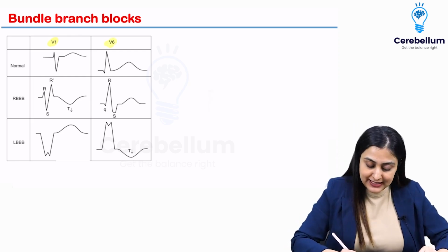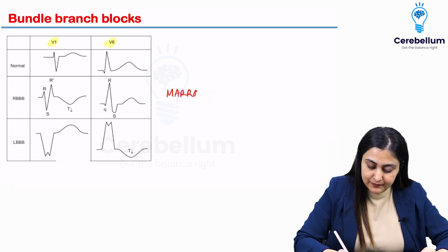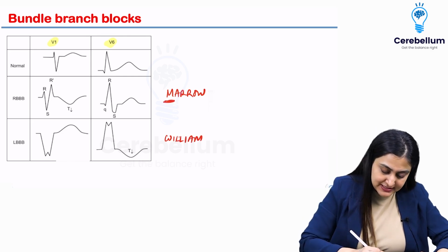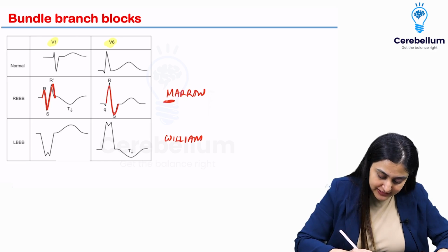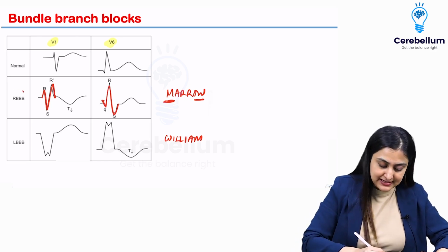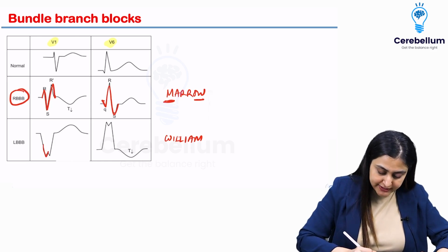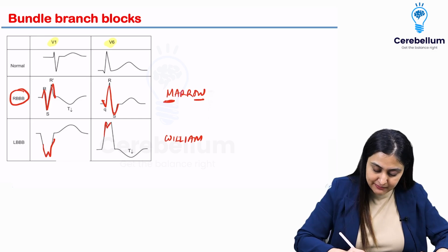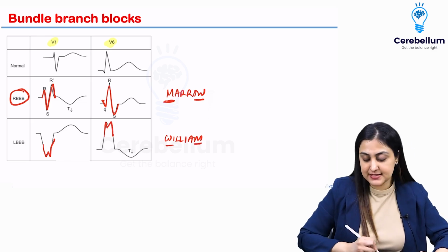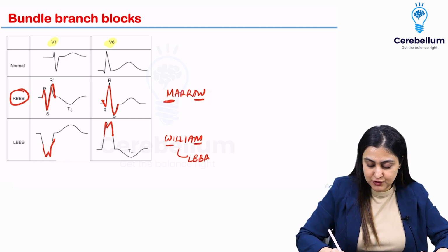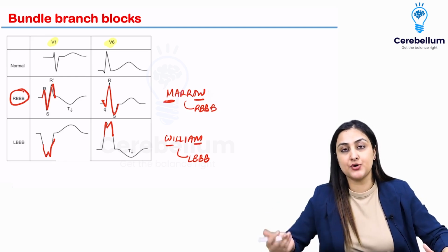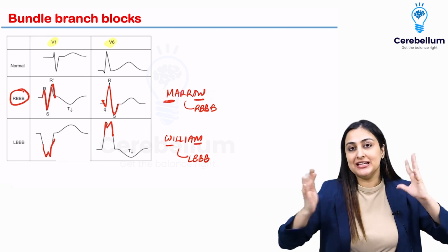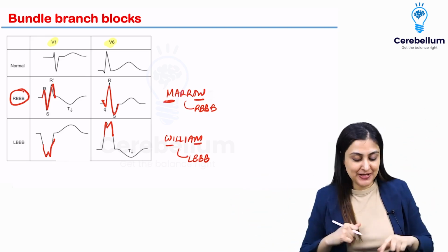So here the mnemonic that we have is Marrow and William. Whenever you see that on V1 there is an M forming and a W forming in V6, this is right bundle branch block. But when you see a W forming on V1 and an M forming on V6, this is left bundle branch block. So these two words do the entire job for us here. Just remember Marrow, Rose, M and W; William, Lase, W and M. Okay, so this is done.